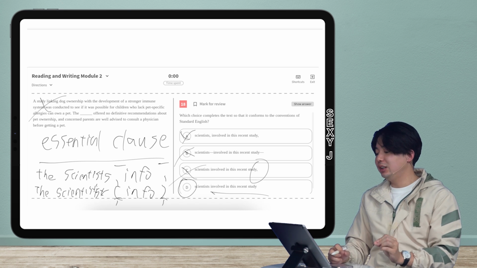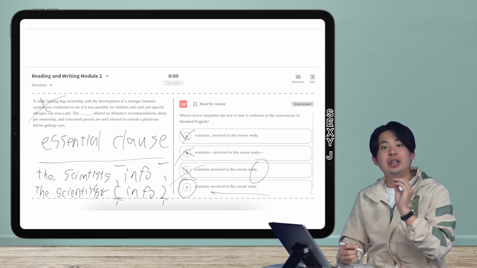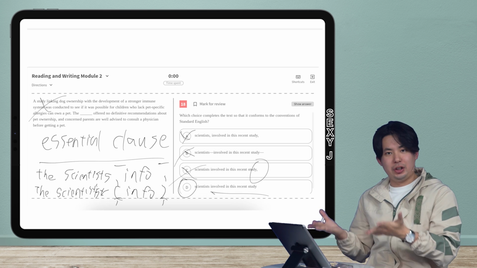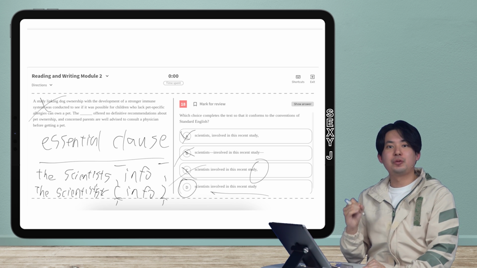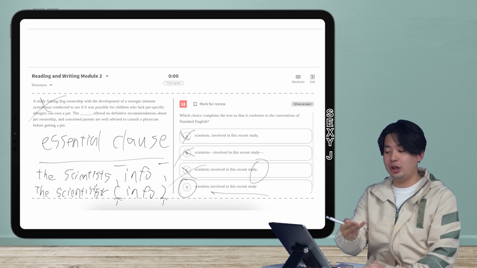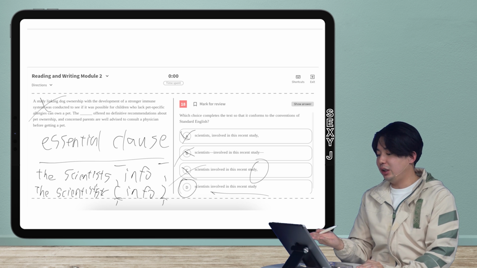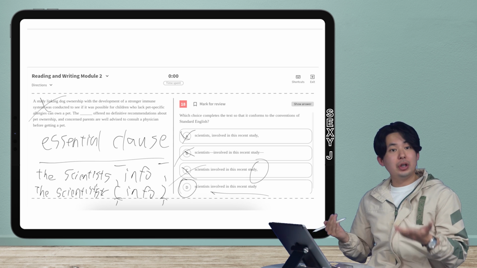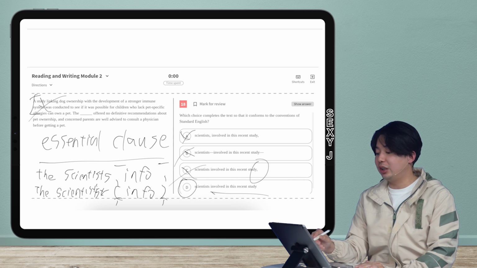Now, why is this essential information? The essential information for the College Board test, SAT, is going to be like this. The essential information is when it is identifying information. When it is information that lets us know who you are talking about. Because if you just say, the scientists offered, who are those guys? I don't know, right? Because we didn't mention scientists before.